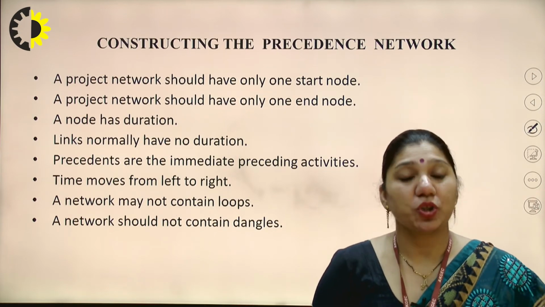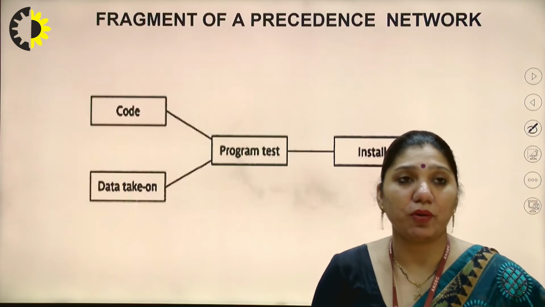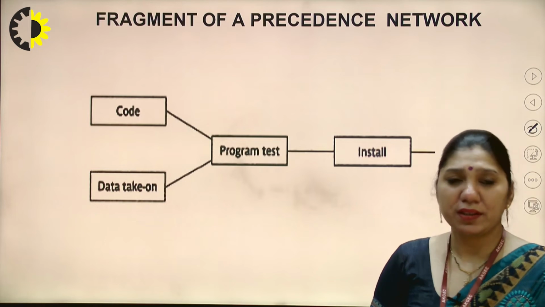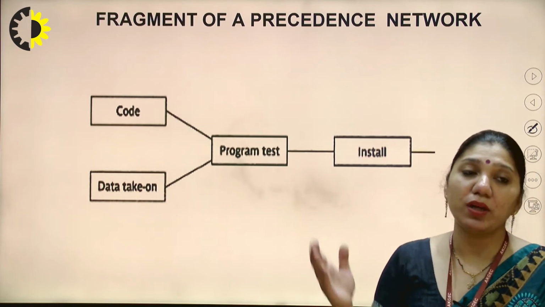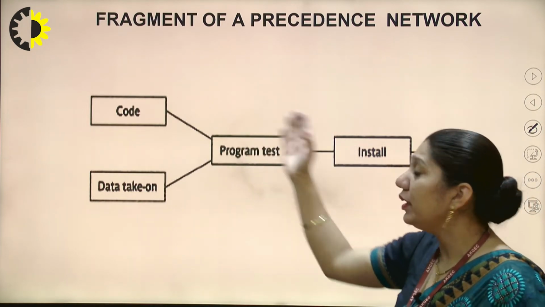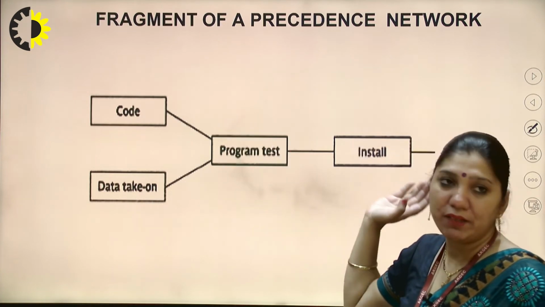Our network should not contain the dangles. What are dangles? We'll discuss that in more detail further. So this is a small example regarding the precedence network. Precedence networks, as I declared, have nodes and links. If I talk about the code, data take on, the program test, the install, they all are the nodes, and there are certain links for the connectivity.